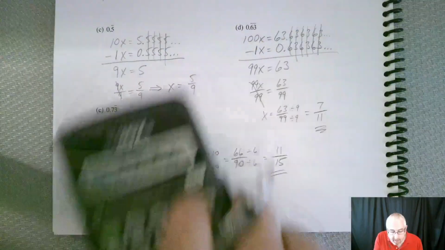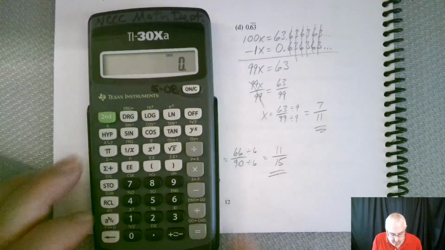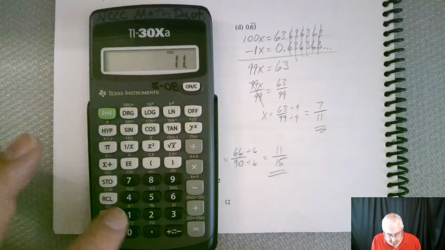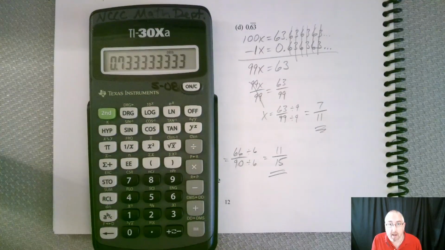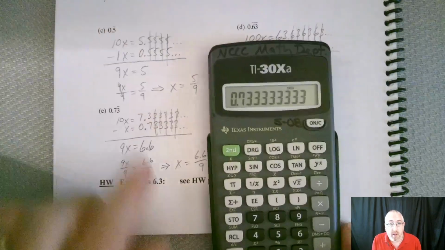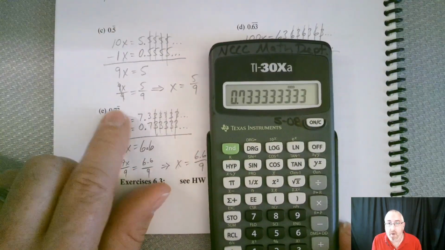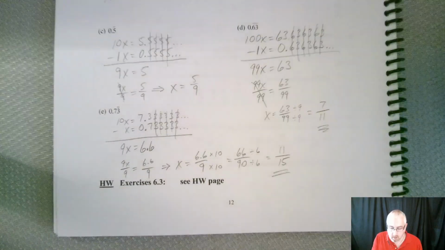And again, it doesn't hurt to double check. So 11 divided by 15 equals 0.73333, which is what we got. So we're good to go.